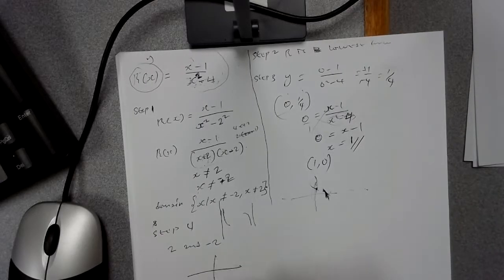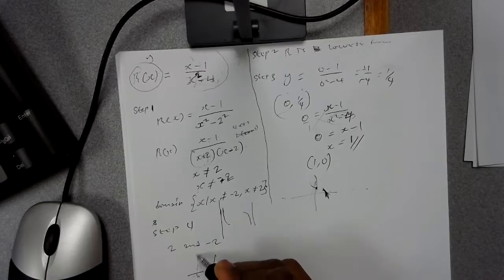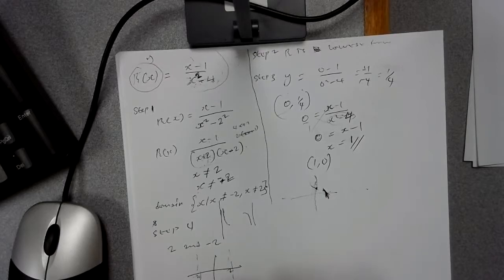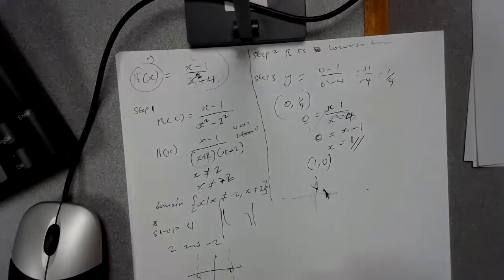So for example, if the graph is here, I would say 2 is on this side and minus 2 is on this side. So the vertical asymptotes will be lines here. That will be the vertical asymptote. So step 4 is the vertical asymptotes, which is minus 2 and 2. So we already get the vertical asymptotes here. That is our step 4.